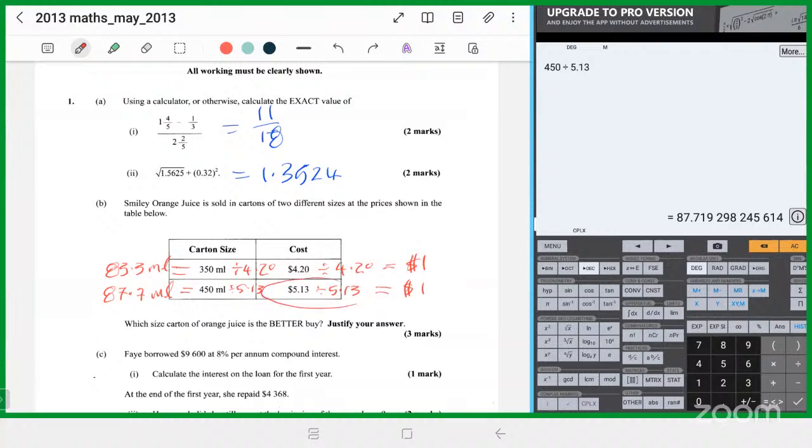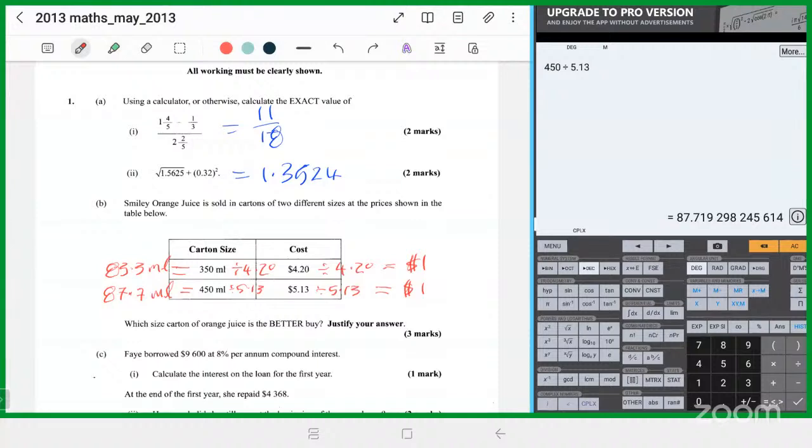You divide this to get it to $1 and divide this by the same amount to see how much you're getting for $1. There's another way to do it. You could divide this to see how much you're paying for 1 milliliter. And the one that you're paying less money for 1 milliliter will be the better buy. But I think maybe the $1 approach is the easy approach.